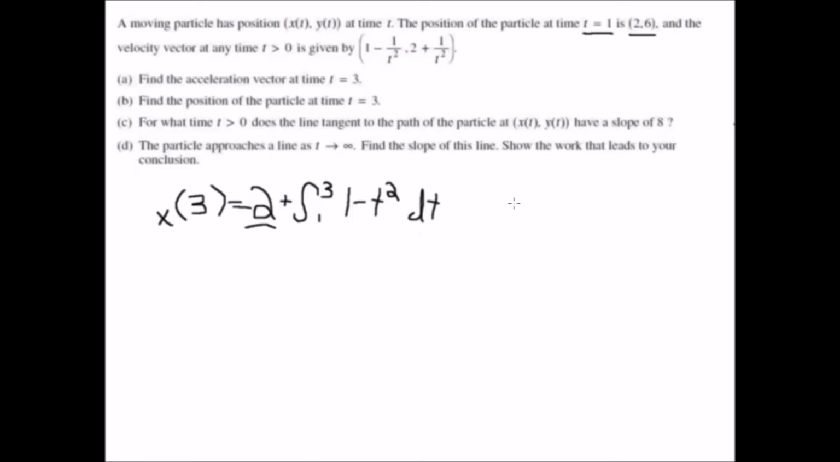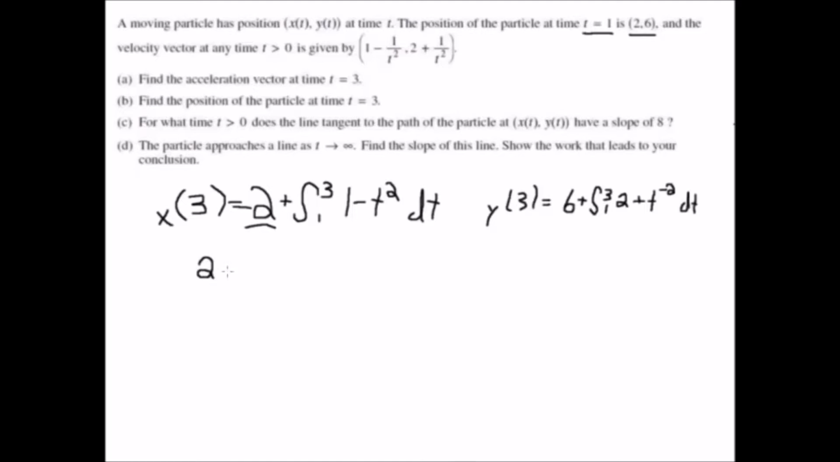Also, we have our y equation. y of 3 is equal to 6 plus the integral from 1 to 3. For the same reasons as x, we know we're using 6 because that's the y coordinate we're given as our initial coordinate. 1 to 3 of 2 plus t to the negative 2 dt. These are our two position equations, and they will give us our position at t equals 3. Now we evaluate.